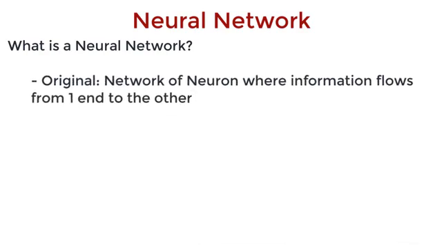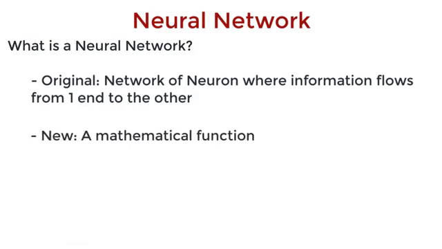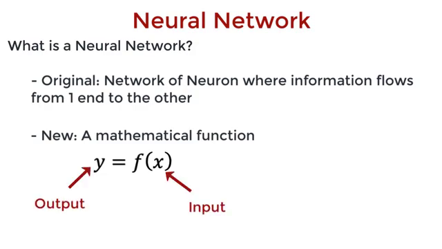So back to square one. What is a neural network? Our original answer: it is a network of neurons where the information flows from one end to the other. But it is also simply a mathematical function. Like how we say y is equal to f of x. Here, x is the input, y is the output, and f is just some function. This function has one main property. It is smooth, or it's differentiable.